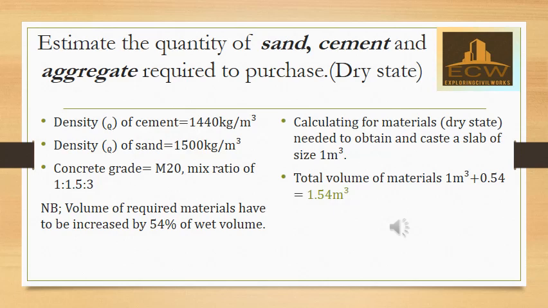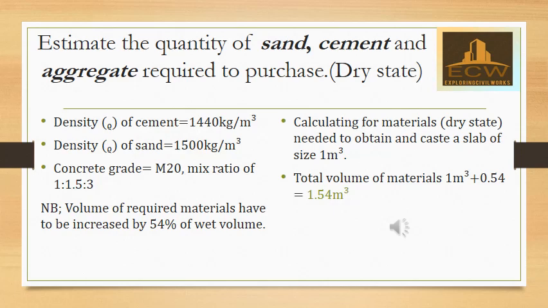You could see that we have written note 4, volume of required materials have to be increased by 54% of wet volume. What this means is that our concrete is composed of a mixture of different materials, and these materials, the sand, the aggregate, the cement, have voids in them. They have openings, and in the process of mixing them to get our concrete, after we have added water, evaporation takes place. So there are some losses. This 54% over here acts as a buffer, or it compensates for the loss we are going to experience during preparation of the concrete.